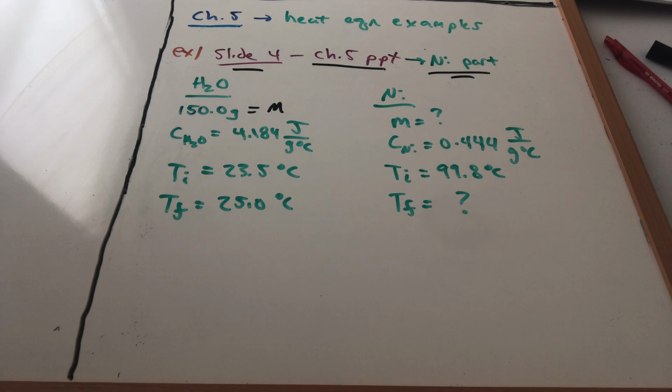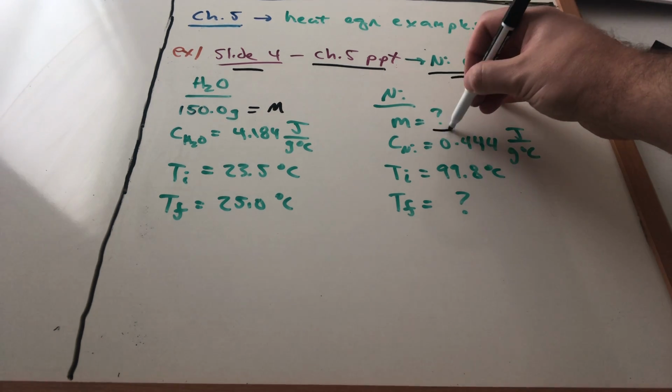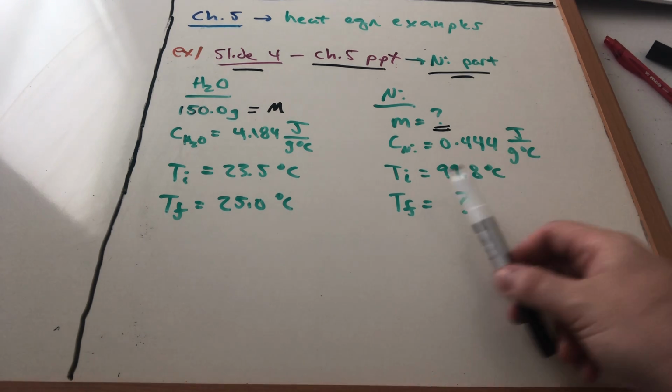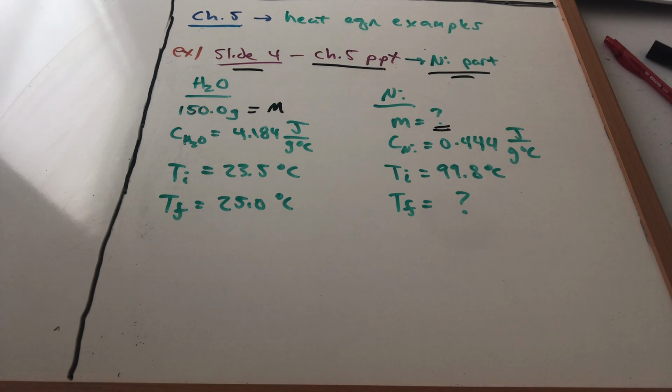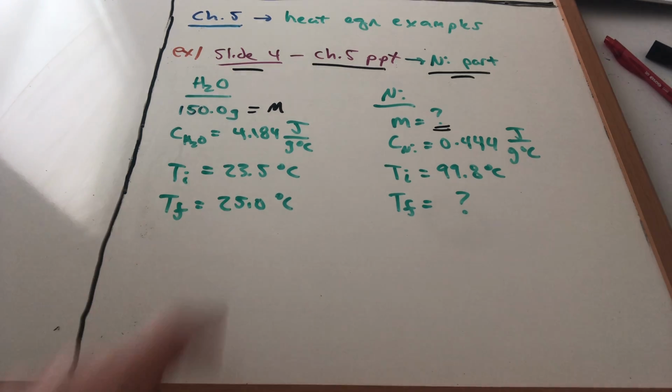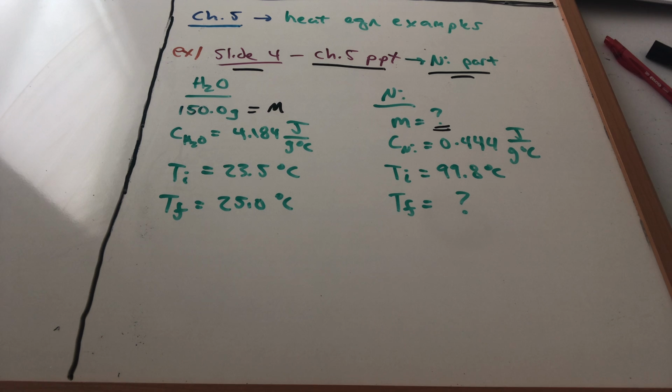The same thing can be done with nickel. There's also information about nickel. Now, we don't know its mass, and in fact, that's the whole point of the problem. But what we are given is its heat capacity and its initial temperature. So nickel is this hot object. We dump it into something colder, and what we see is a final temperature is reached. Now, we aren't given a final temperature of nickel, but we do know that we have it.